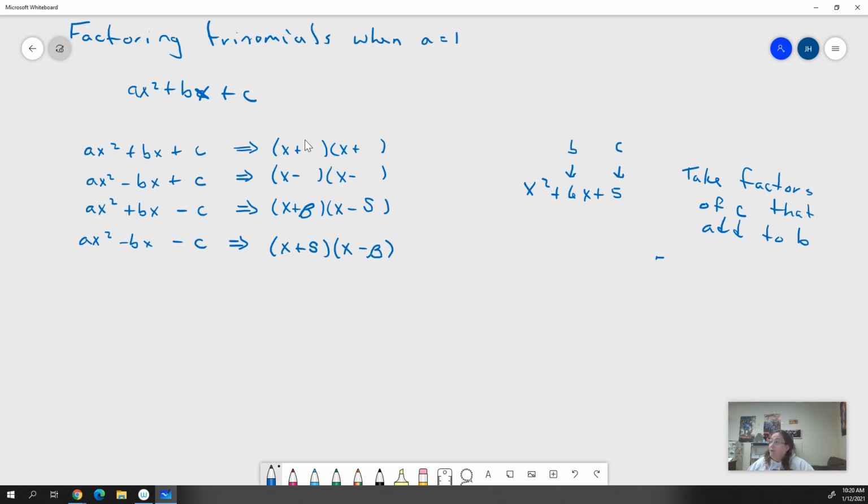In this case, it's really easy because 5 only has 1 times 5, and if you add them together, they add up to 6. What do I know about this? Everything is positive here, so I know my factors are going to be x plus something times x plus something else. Those two things are the factors that add up to 6. So 1 will go in here and 5 will go in there. I'm not going to keep going with that simply because I really do get into it in pretty good detail in the Ed puzzle.